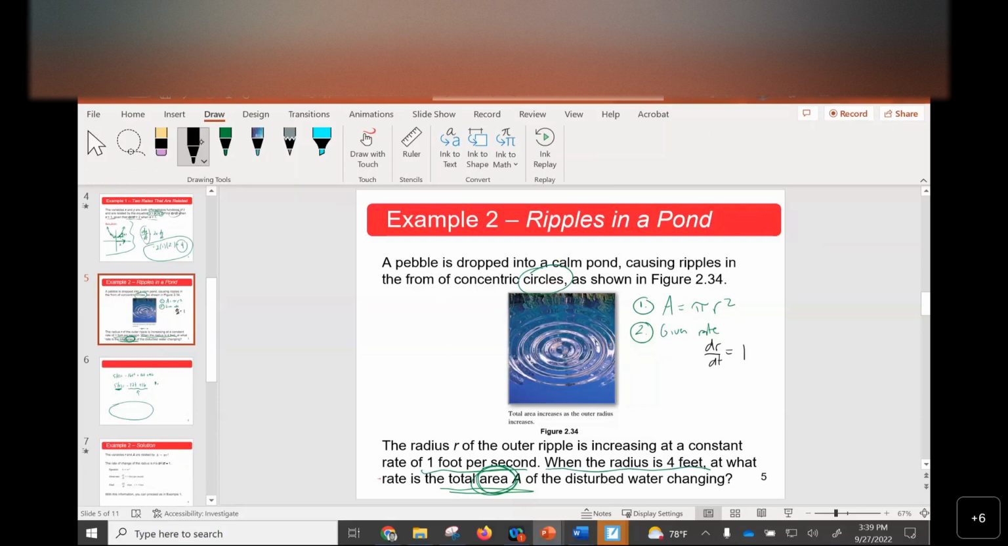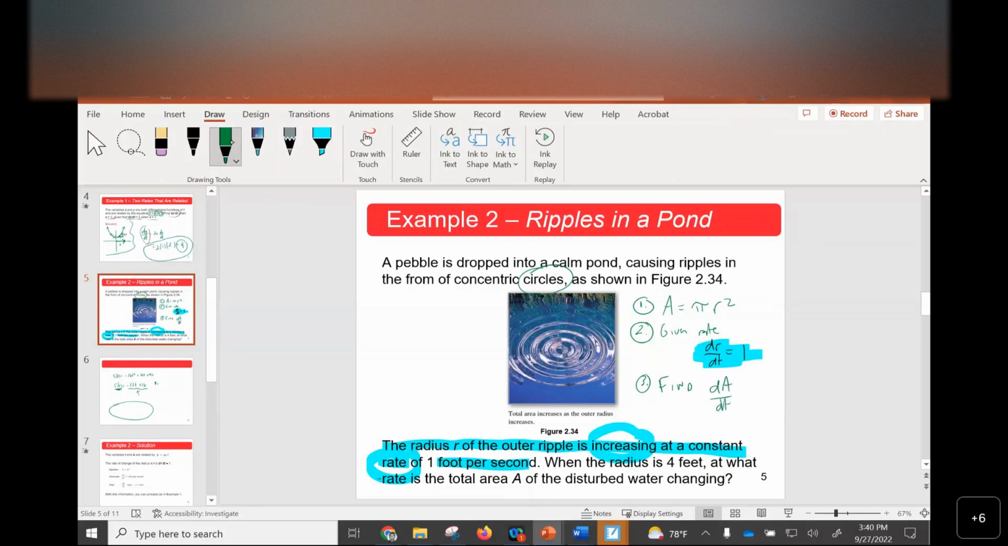So let that sink in. The rate at which the radius is changing, right? The radius, or the outer ripple, is increasing at a constant rate of 1 foot per second. That sentence right there translates mathematically to dr/dt equals 1. Okay, and we've got to get used to that, right? That's the derivative in words. That's the applied derivative. The rate at which the radius is increasing is 1 foot per second. dr/dt equals 1. Step 3, I'm going to write down what I want to find, right? In math terms.